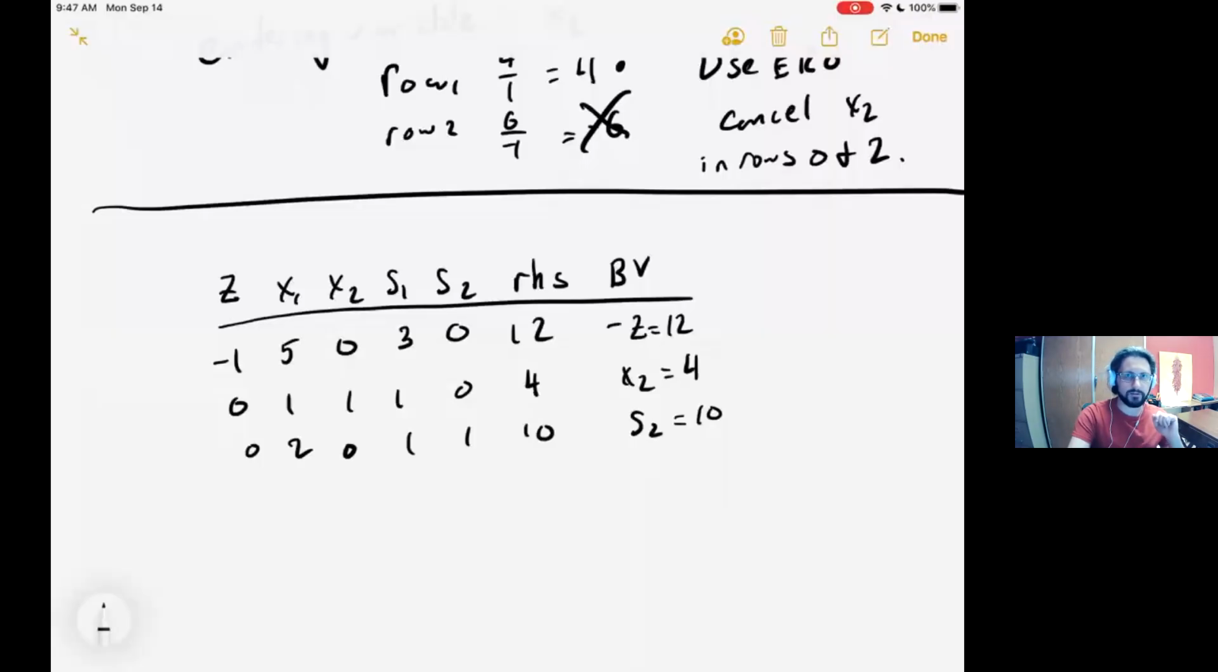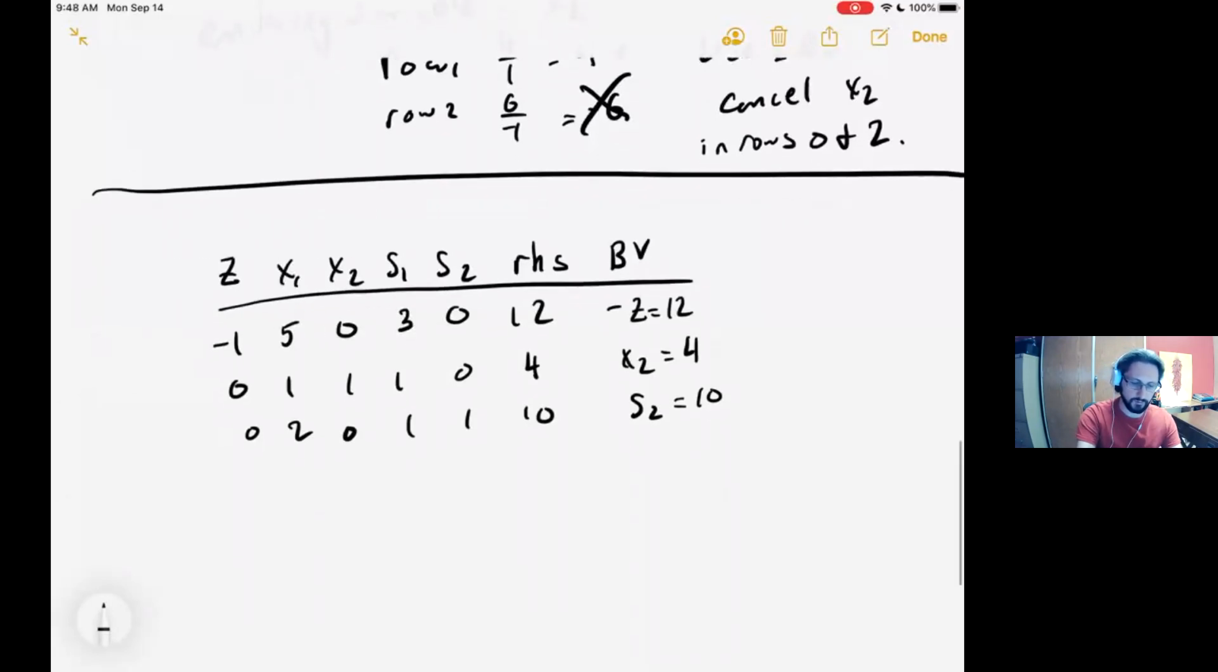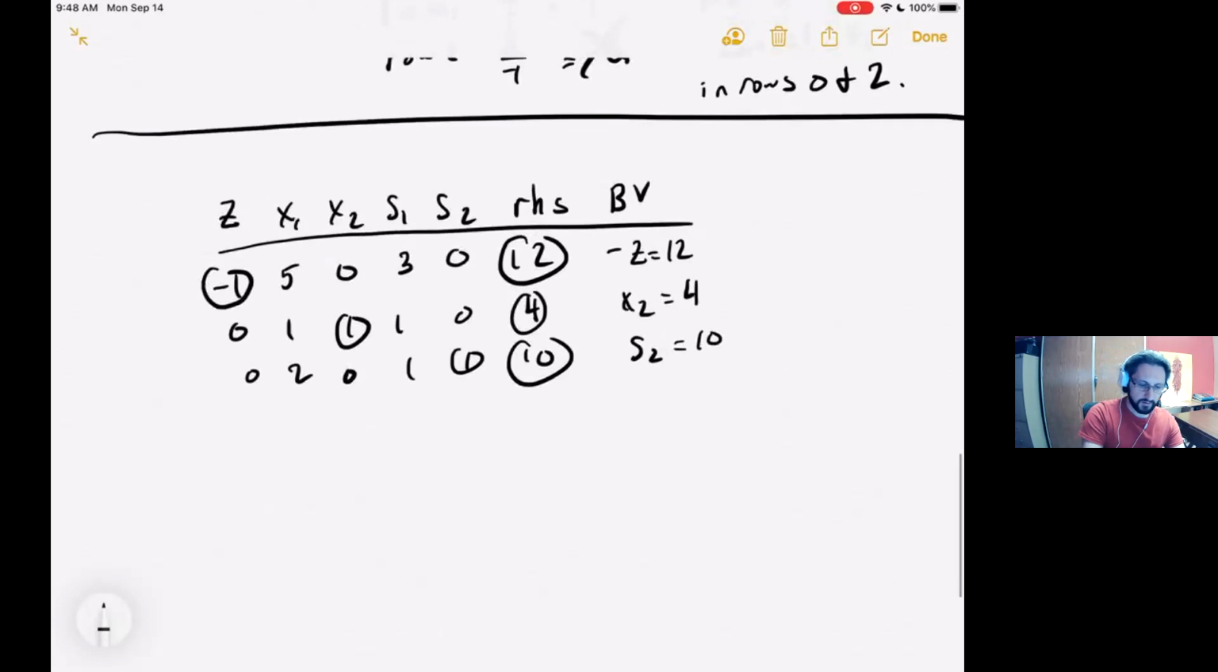Here's the tableau that arises after performing those elementary row operations. Notice that you can read the basic variables of negative z equals 12, of x2 equals 4, and of s2 equals 10 right off the list. This is where you would check for the next iteration. Notice that the coefficients of x1, x2, s1, and s2 are all non-negative, which means that we found the optimal tableau.